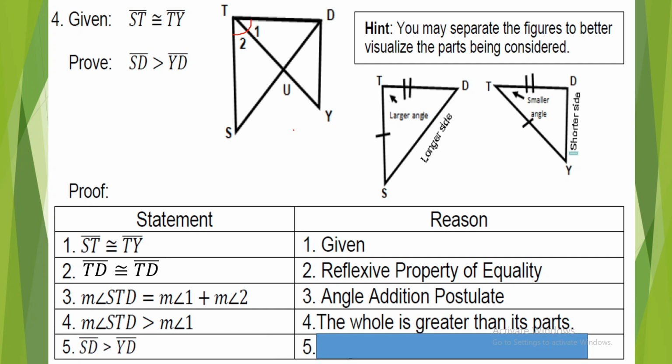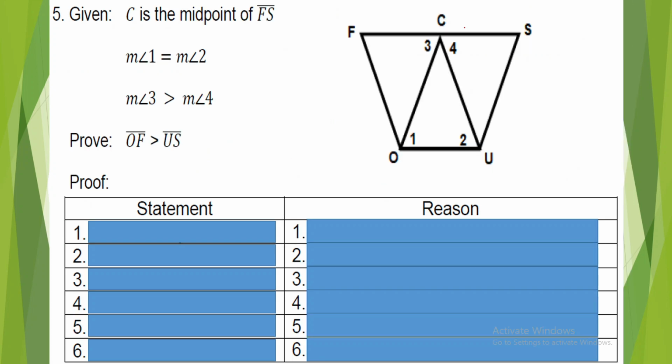So now we can say that segment SD is greater than segment YD. Since we have two triangles, two sides are congruent, and the included angle of one triangle is greater than the included angle of another triangle, then the opposite side of the first triangle is longer than the third side of the other triangle. And that is based on the hinge theorem. Let's now have our last example.